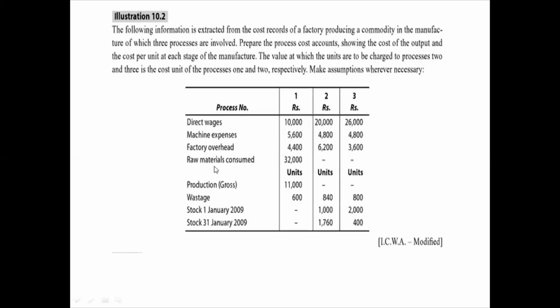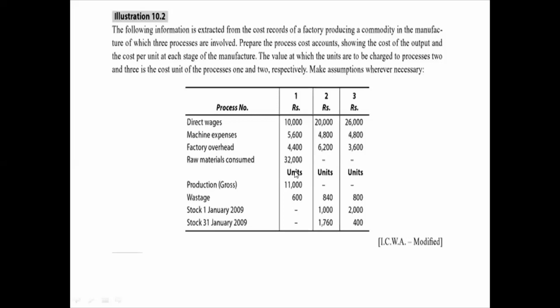Now remember the very important aspect: the raw material consumed is being introduced only in process 1. First, once it is processed in process 1, it is going to be transferred to process 2 and then to process 3. So we have introduced the raw material only once, here in the first process.